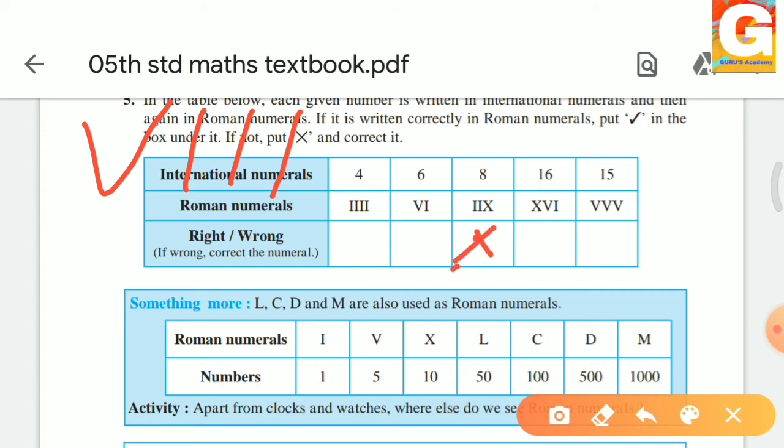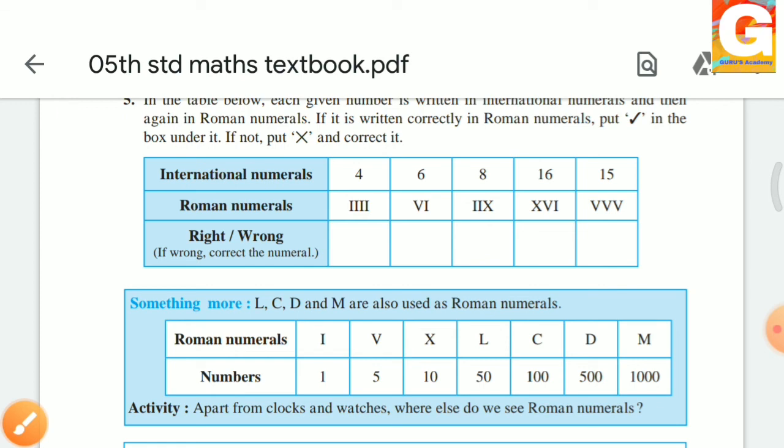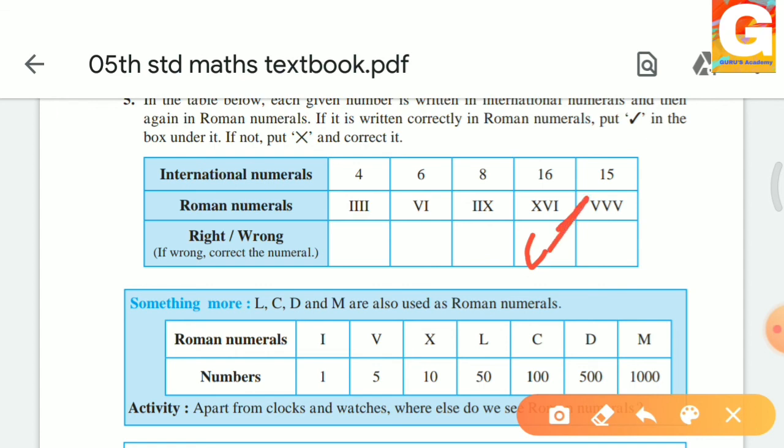What is the next number? Next number they have given is 16. Now what does 16 mean? 10 plus 6 makes 16. How will you write in Roman? This is your 10. And how will you write 6? This is your 6. This is your 16. That means the number given by them in Roman is correct. You will put a tick in your box.